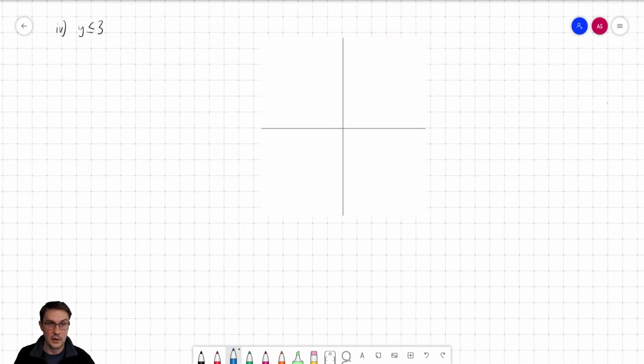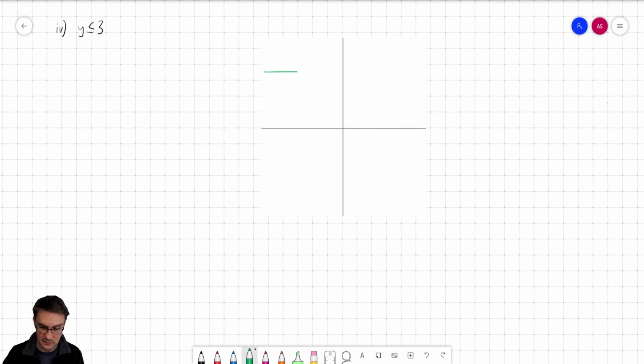Now we've got another one of these examples where we've got a special line. This one is horizontal, so it has zero gradient as a result. Now, in order to plot this one, it's going to be similar as well. Now we can see that we've got y is less than or equal to 3. So this is our y-intercept, and in this case, we're going to have a solid line.